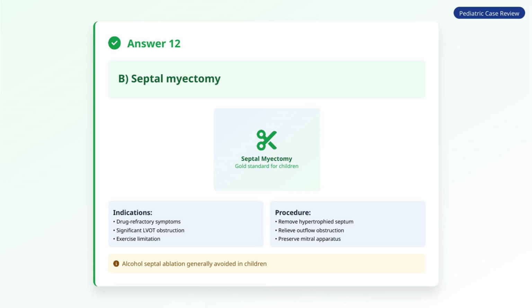Surgical myectomy is the gold standard for children with drug-refractory symptoms and significant outflow obstruction. The procedure removes part of the hypertrophied septum, relieving obstruction. Alcohol septal ablation is generally avoided in children due to arrhythmia risk and concerns about myocardial scarring.